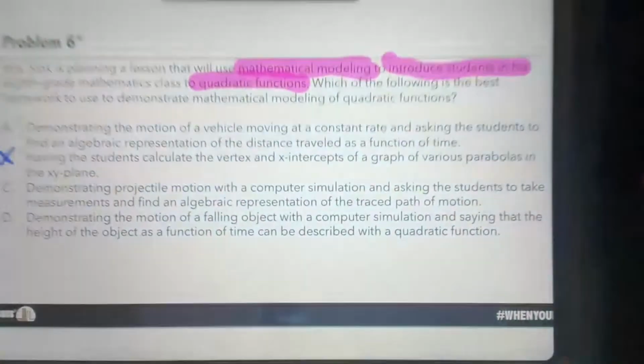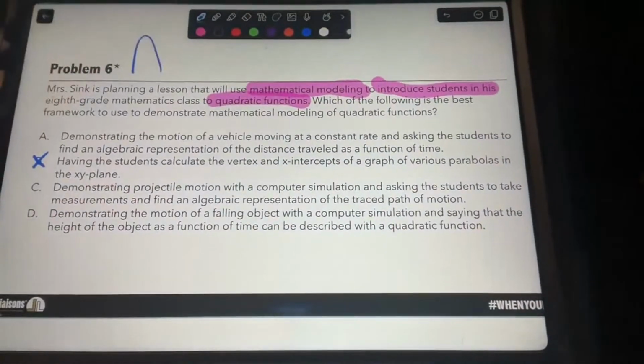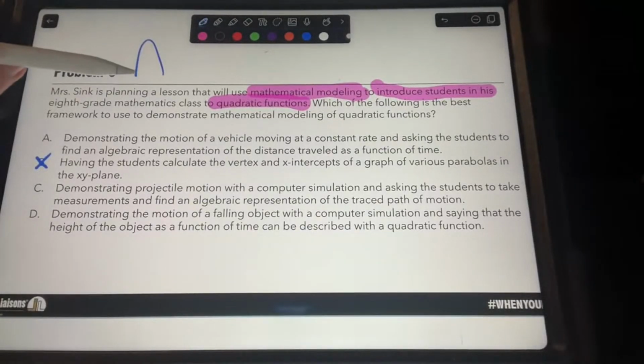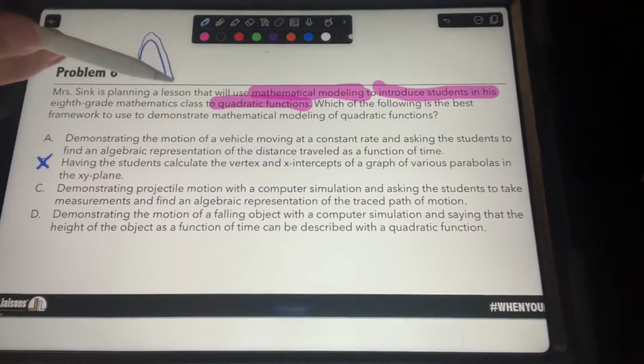So if we want a mathematical model to introduce students, we're not trying to calculate vertex and x-intercepts using a bunch of graphs. We're trying to find something that's going to model that, right? And I know that a quadratic function does something like this. So it's not constant. This is not the same all the way up and down.